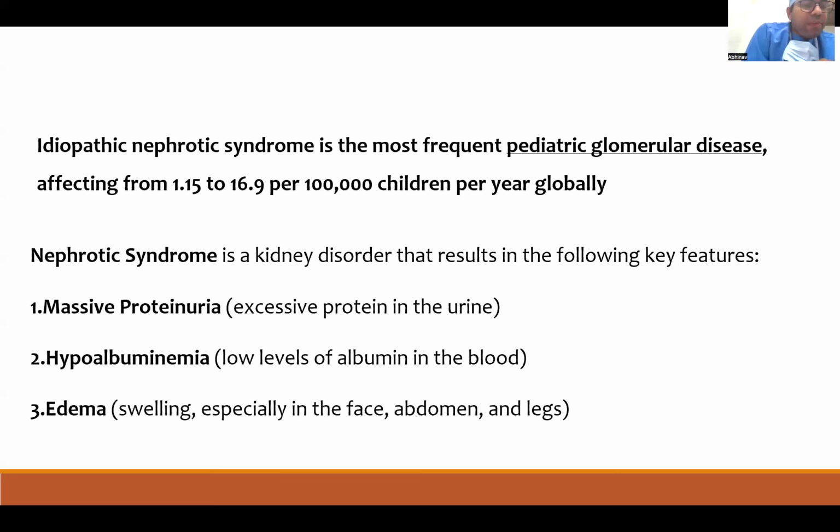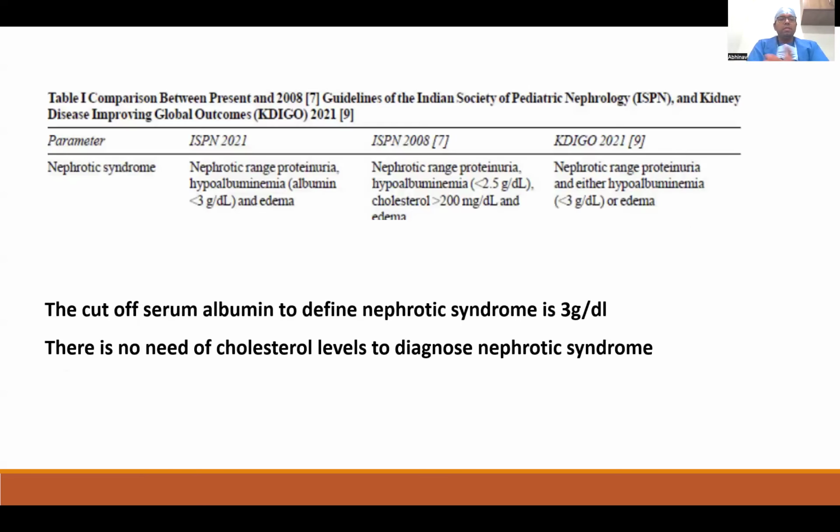So remember, previously there were four criteria. Along with this, there was also hyperlipidemia or hypercholesterolemia, which was there in the previous guidelines. But now these are the three features, and you don't require hyperlipidemia or hypercholesterolemia to diagnose nephrotic syndrome. This slide gives the evolution of the definition of nephrotic syndrome. The various societies like the Indian Society of Pediatric Nephrology and KDIGO, which is an international society looking after kidney disease, Improving Global Outcomes, that is the KDIGO group. This is how they define nephrotic syndrome.